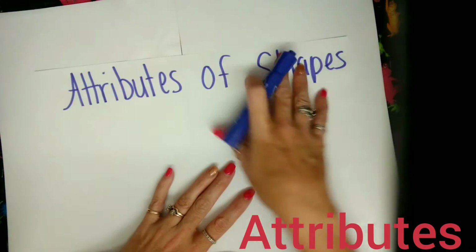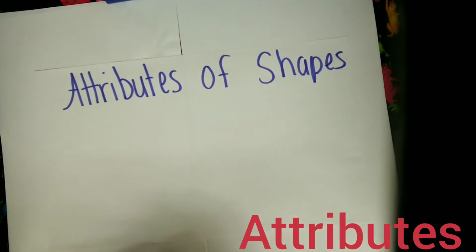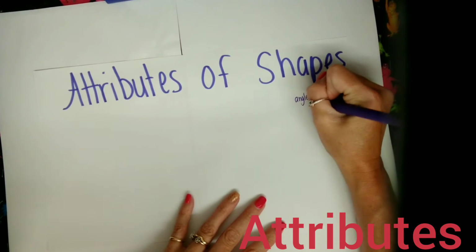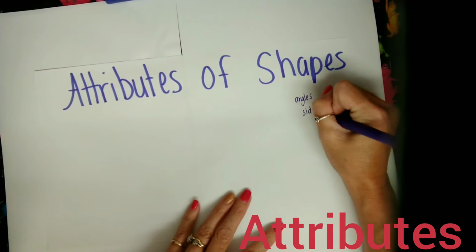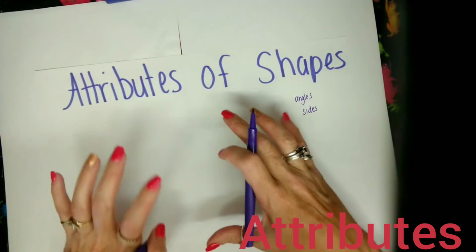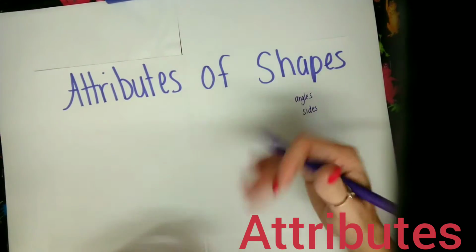We talked about attributes of shapes. So the first thing we talked about, well, what are attributes? Attributes for shapes are their angles and their sides. And we're looking at angles and sides in order to group these shapes in certain ways. They have to have commonalities.